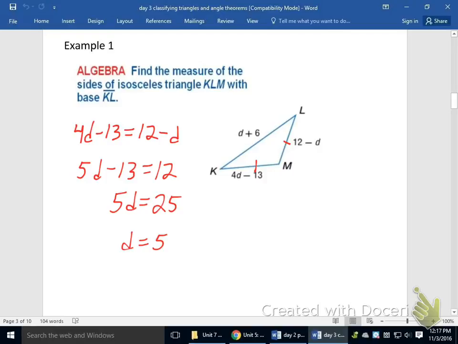It says find the measures of the sides though, so this is actually not enough. So the measures of the side, KM and LM, end up both equaling 7. Plugging that 5 in over here to either of them, both of them if you like. KL equals 11. So you'd always want to answer what the problem's asking for.